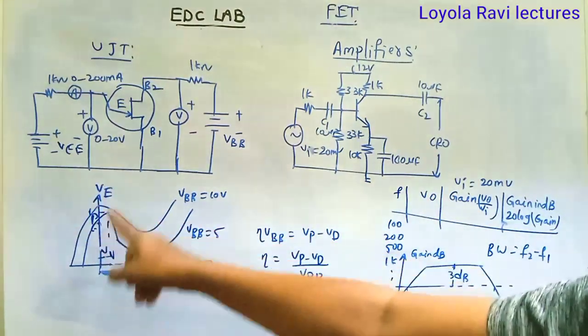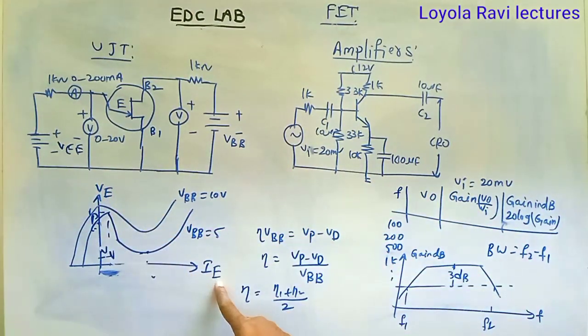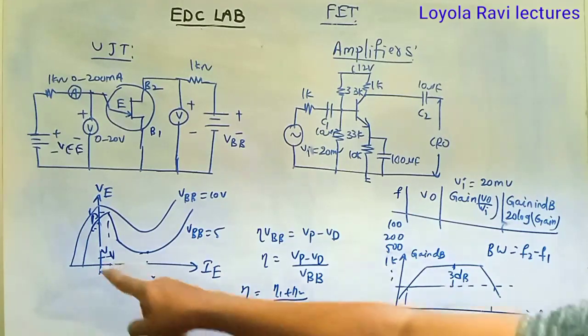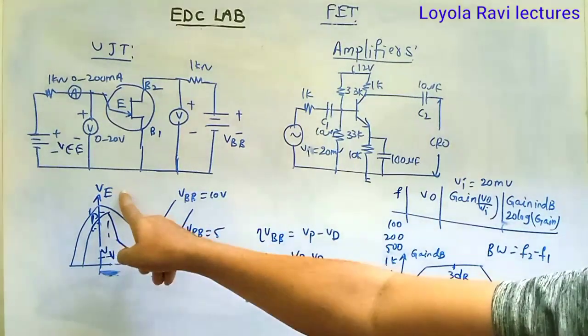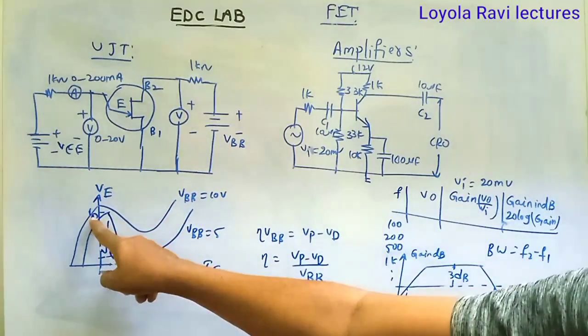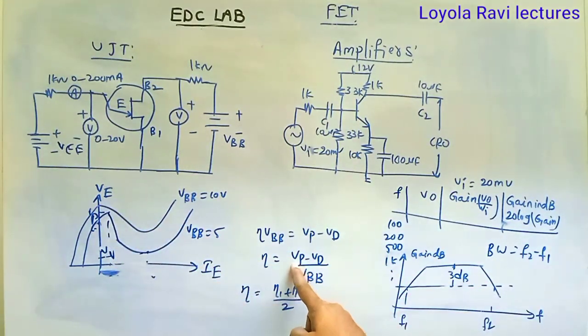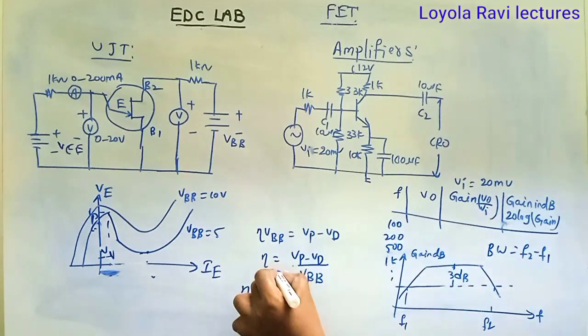On y-axis we are taking voltage, on x-axis we are taking current. Remember this. This is the only change. On x-axis IE, y-axis VE. So here you may get Vp value, substitute Vp, and Vd, diode cut-in voltage 0.7, by Vbb. For example, for 5, you may get eta 1.